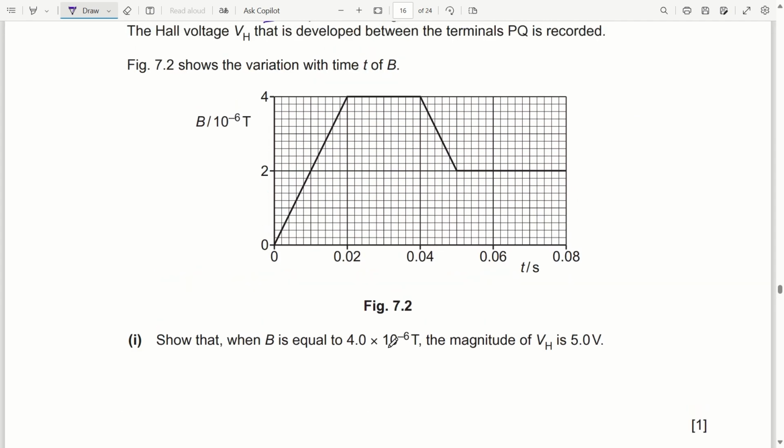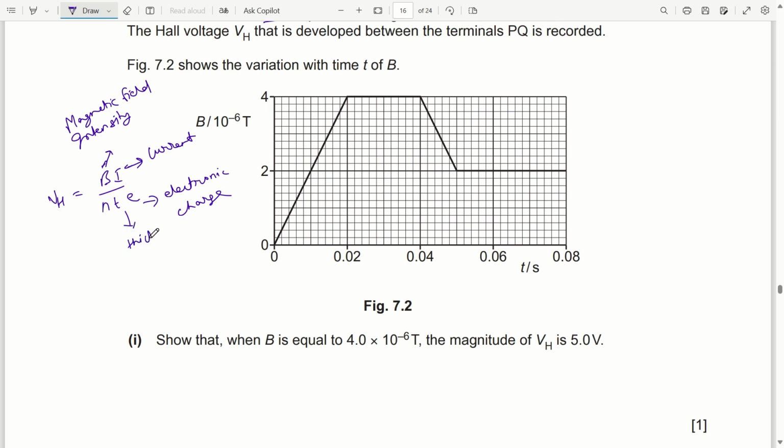So we know that Hall voltage Vh is given as BI by nte, where B is magnetic field intensity, I here is current, e here is electronic charge, t here is thickness of slab, and n here is number density of charge carriers.